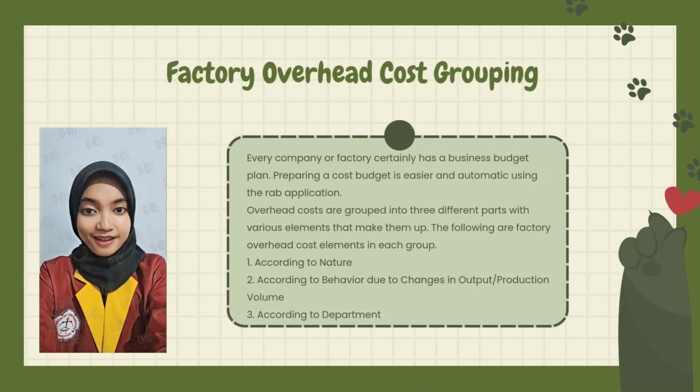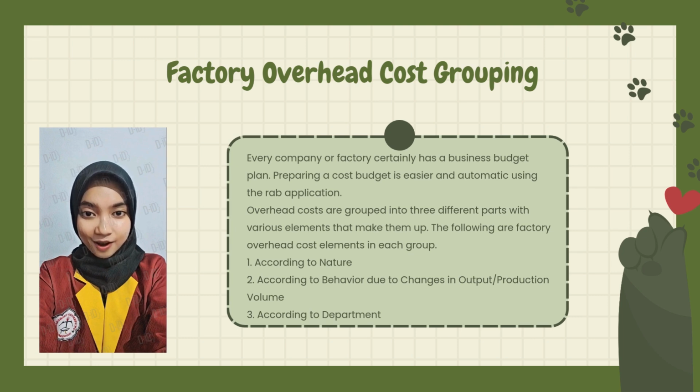Overhead costs grouping. Every company or factory certainly has a business budget plan. Preparing a cost budget is easier and more automatic using the RAB application. To facilitate the process, one way is to group overhead costs. Overhead costs are grouped into three different parts with various elements that make them up. The following are the elements of factory overhead costs in each group.